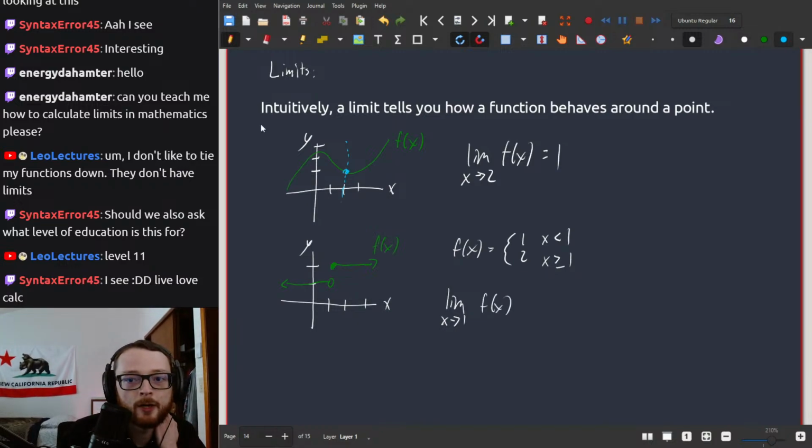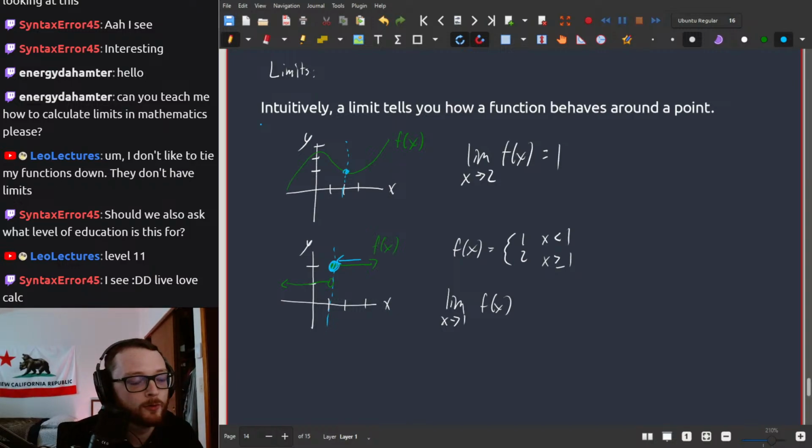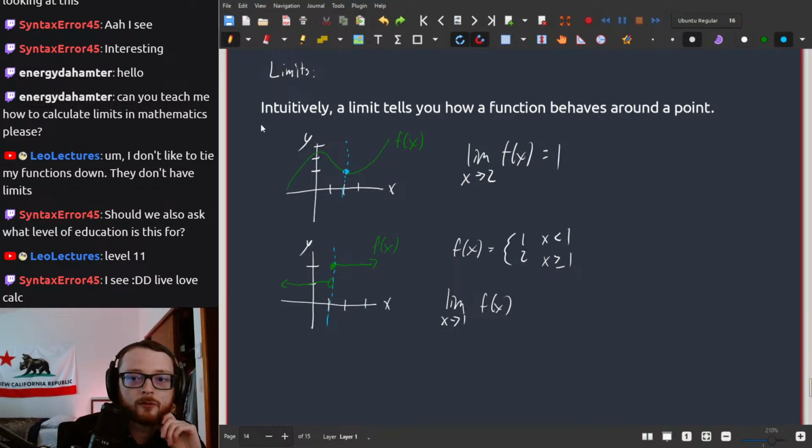The issue that we run into is that as we approach 1 from the left, it looks like we're heading towards a value of just 1. And as we approach 1 from the right, we're getting a value of 2. That's a conflict. We have two possible results for this limit that don't agree. So this is where limits kind of break. We would say this limit does not exist, or DNE for short.